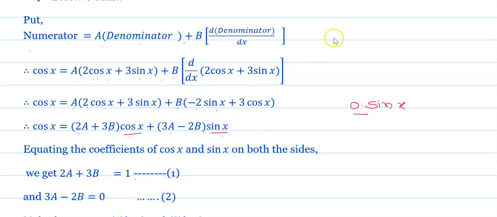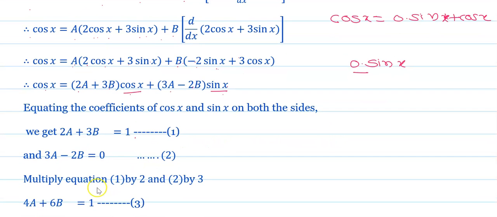That means how will we write cos x? This cos x can be written as, okay, cos x is equals to 0 into sin x plus cos x. Okay, in this way. And hence if it does not exist then equate it equals to 0. And hence 3a minus 2b is equals to 0. Now we will simplify this.